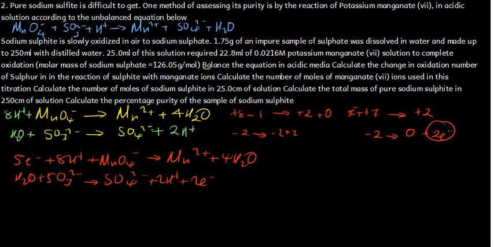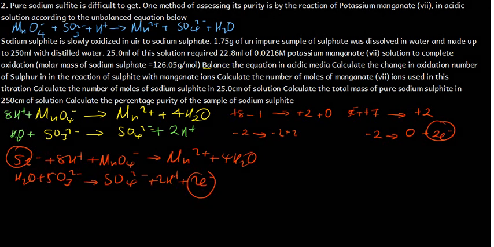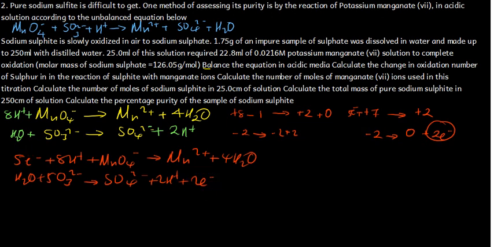Now at this point we need to balance out our electrons. We have 5 electrons here, we've got 2 electrons here, so we're going to swap those numbers. So this reaction we're going to multiply by 2. We're going to get these 2. And then the other reaction we're going to multiply by 5, coming from the 5 electrons which are there.